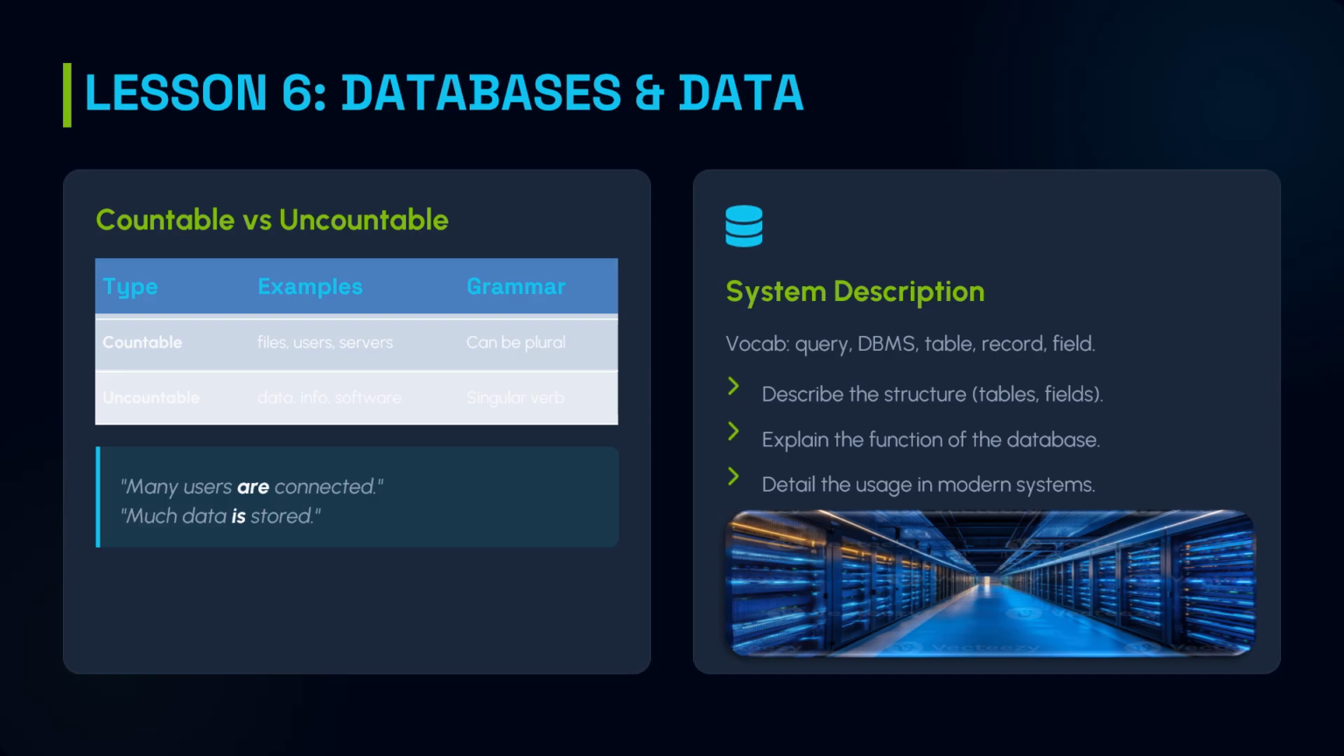So speaking about lesson 6, let's talk about the common mistakes. The word data in English. In the ICT context, data is usually treated as an uncountable noun. So in this lesson, we have seen countable and uncountable nouns. We have said that uncountable nouns are always used with a verb in the singular form. So even though it feels like many things, we treat it as a single mass. So we say much data is stored and not are stored.